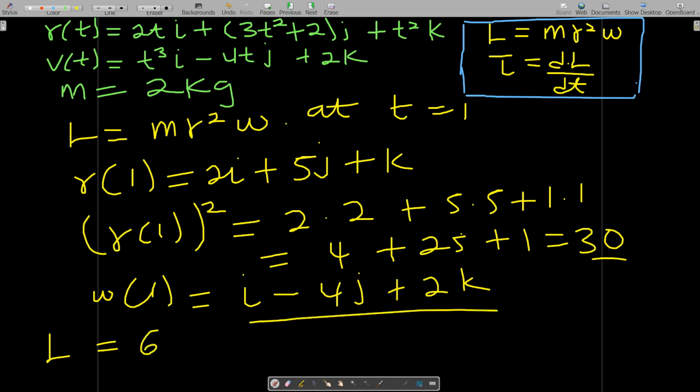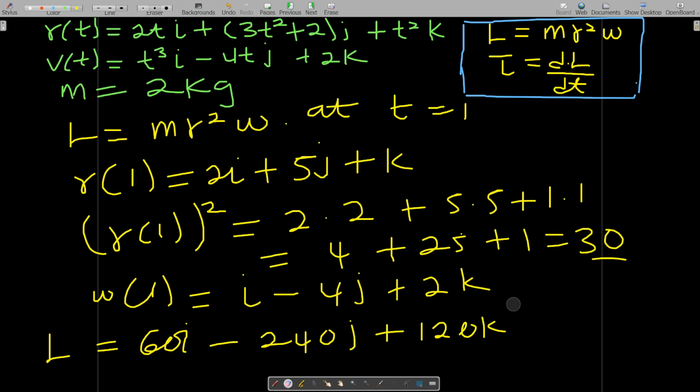so you get 60i, okay, minus 60 times 4, and that will be 240j, then plus 2 times 60, 120k. Okay, this is the answer for your angular momentum. This is very simple, right?